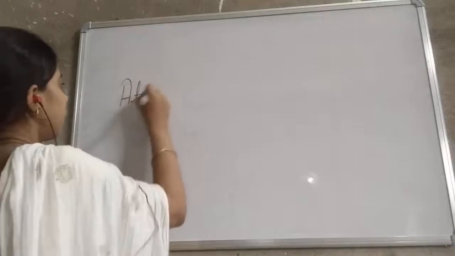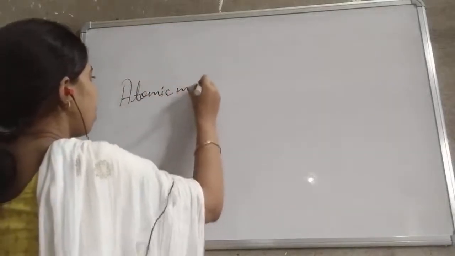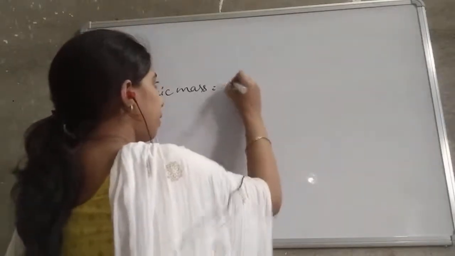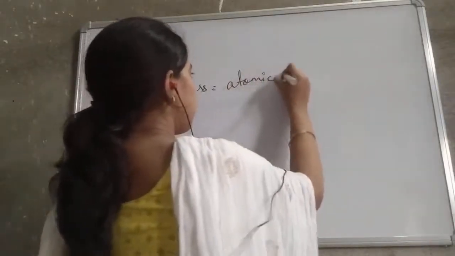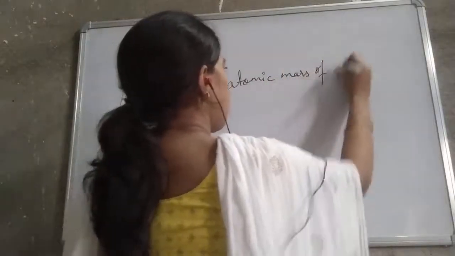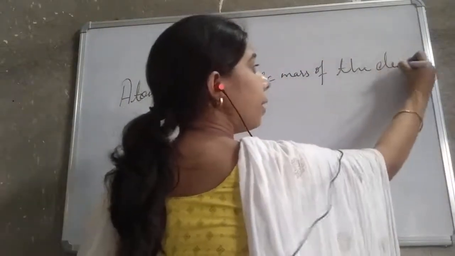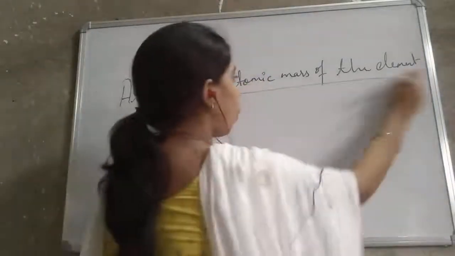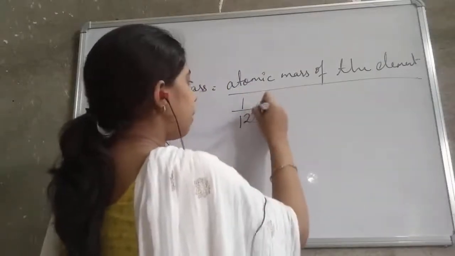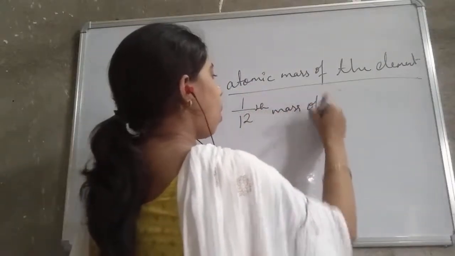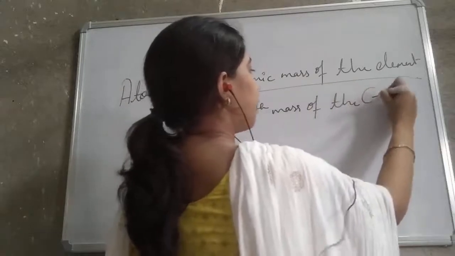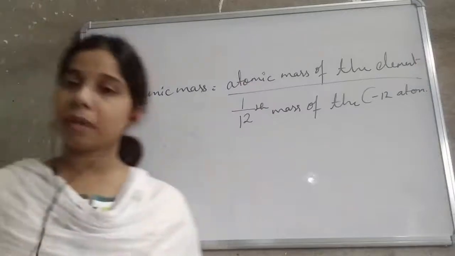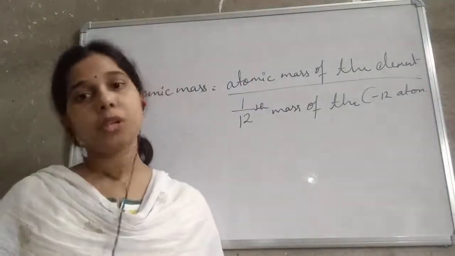So we can define the atomic mass of the element: atomic mass of the element is equal to the relative atomic mass of that particular element whose atomic mass we have to find, upon 1 by 12th mass of the carbon 12 atom. So this is the atomic mass of the element, or atomic mass unit.